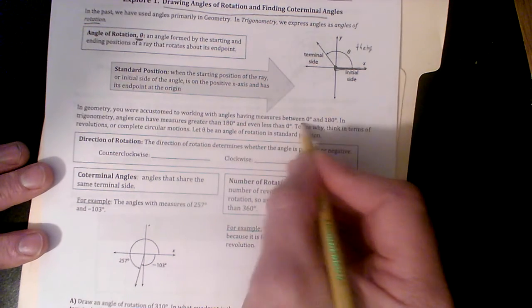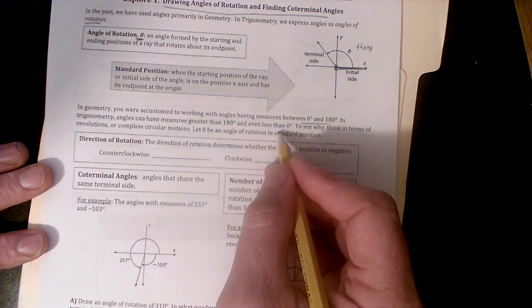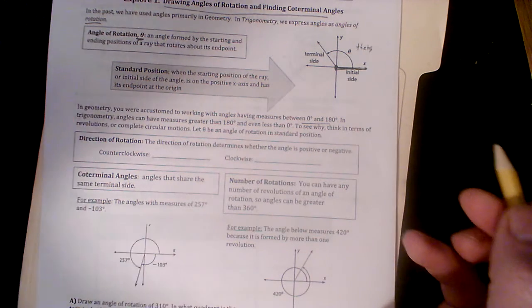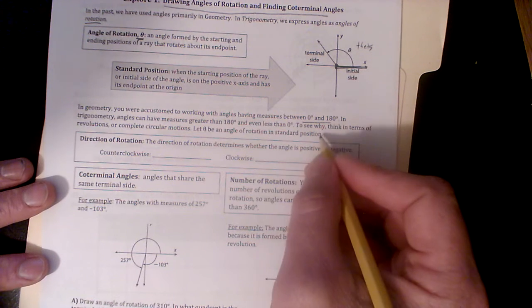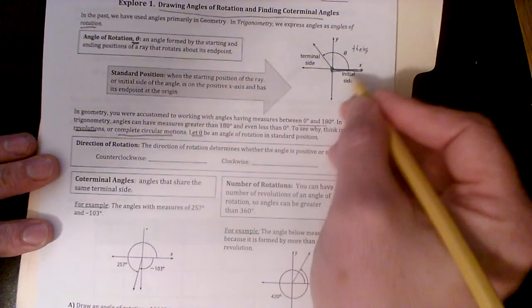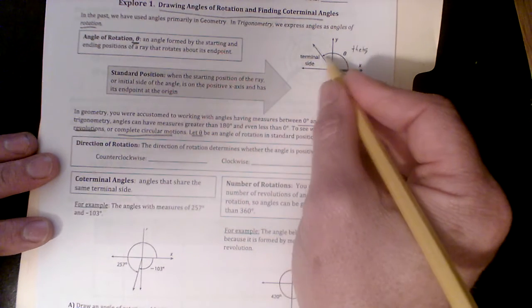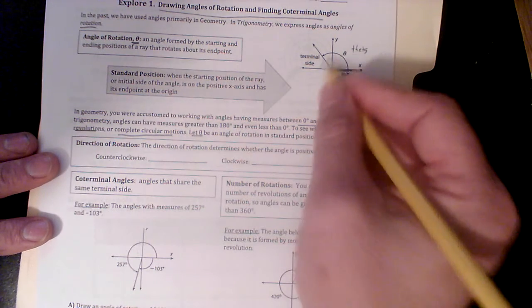So in geometry, we're accustomed to working with angles having measures between 0 and 180. So that would be from here to here, right? In trigonometry, angles can measure greater than 180 and less than 0. We can even be greater than 360, right? We can pick almost any angle we want, although some of them end up in the same position. To see why, think in terms of revolutions or complete circular motions. Let theta be an angle of rotation in standard position. So 90 to here, right? 180, 270, 360 would get us all the way around a full rotation.